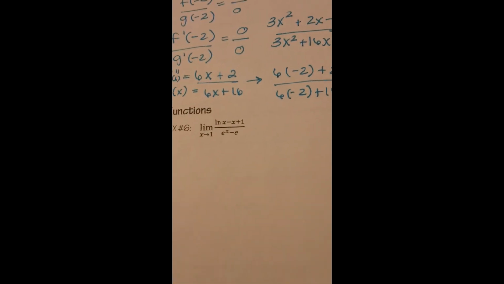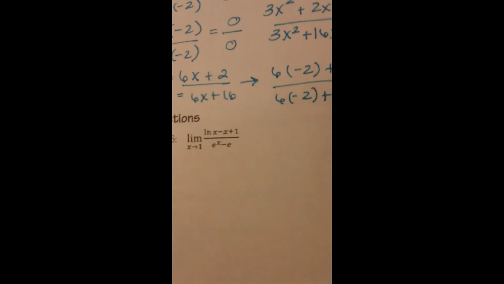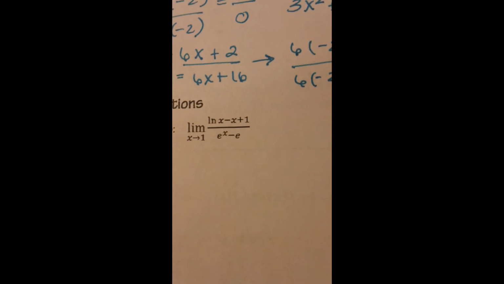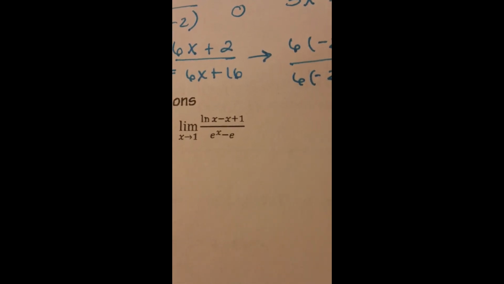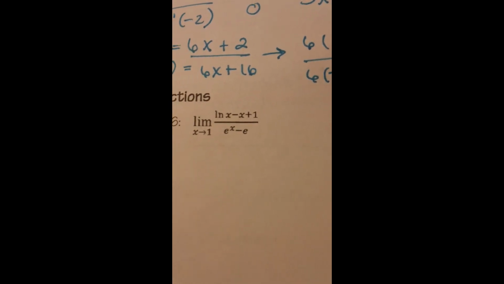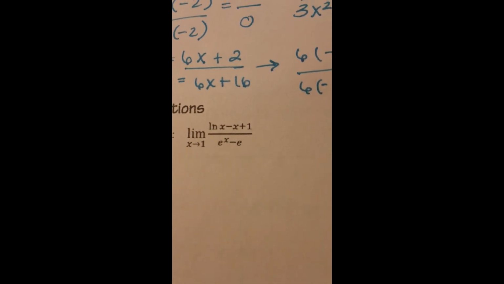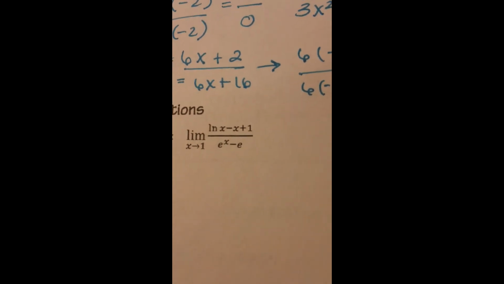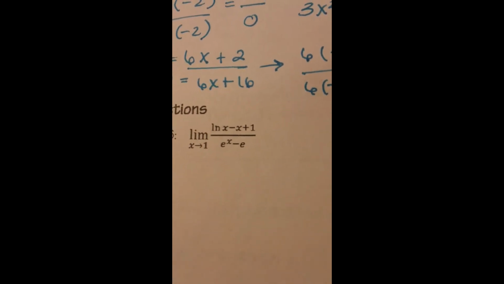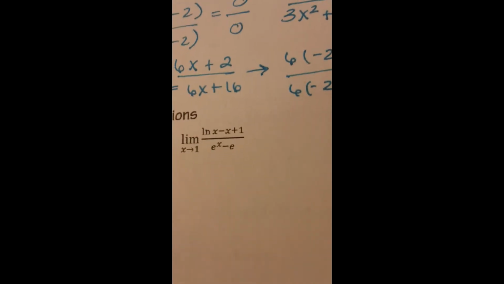Moving on. Example 6. Direct substitution here. So we'd end up with ln of 1, which is 0. Ln of 1, yes, is 0. Minus 1 is a negative 1, plus 1 is 0, over 0. So direct substitution gives 0 over 0, so we're going to have to take the derivative.